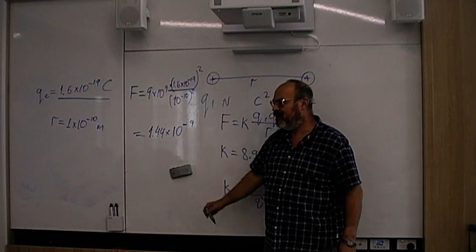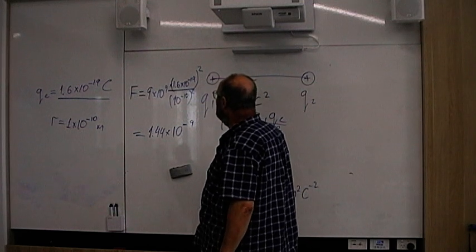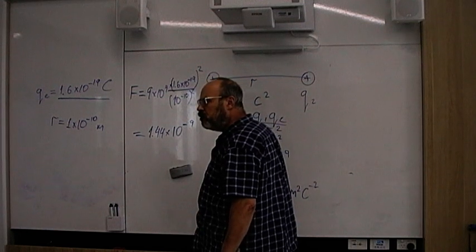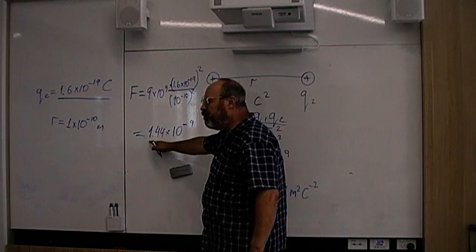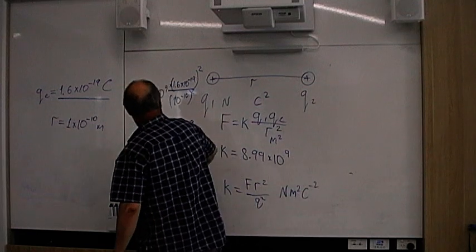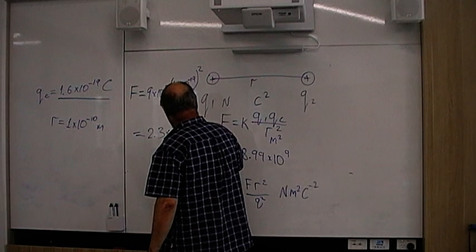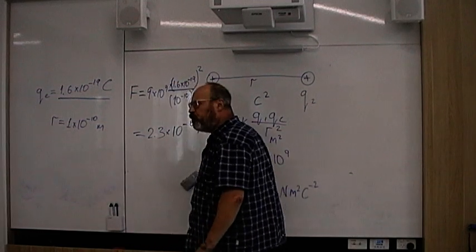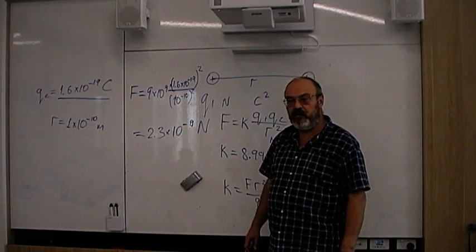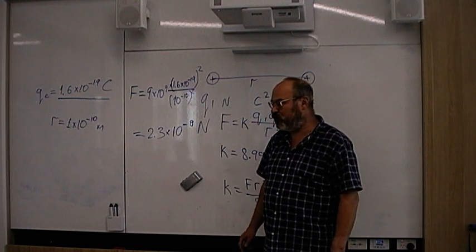I think it's 2.3 times 10 to the negative... yeah, it's a negative. Sorry, the number is 2.3. I forgot about the square. I multiplied by 1.6. 2.3 times 10 to the negative 8 newtons. Seems to be pretty small. But let's calculate and compare the force of the gravitational interaction between proton and electron.